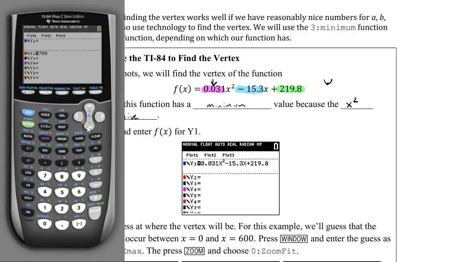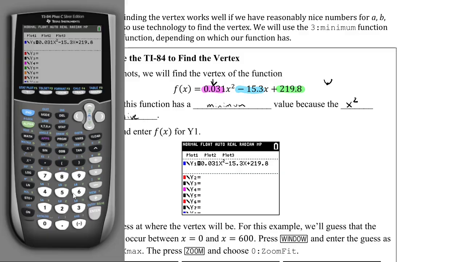So I'm going to just clear out our old example. Our function is 0.031 x squared minus 15.3 x plus 219.8. And now in this example, I'm going to kind of fumble around with my guess a little bit. Eventually, we're going to end up guessing that x is going to be between 0 and 600, but that wouldn't probably occur to us right away.